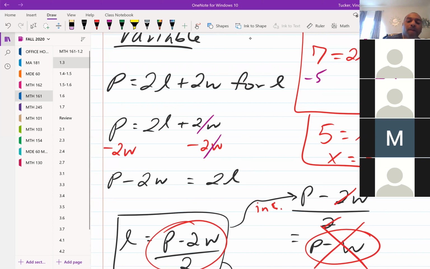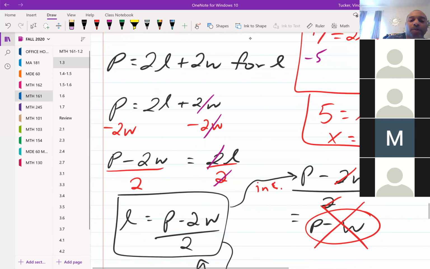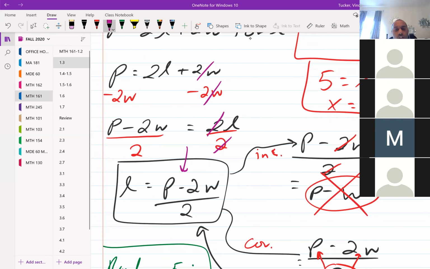All right. Then I still want to get L by itself. So I would divide both sides by 2. The 2's cancel on the right. And that leaves me with P minus 2W over 2.